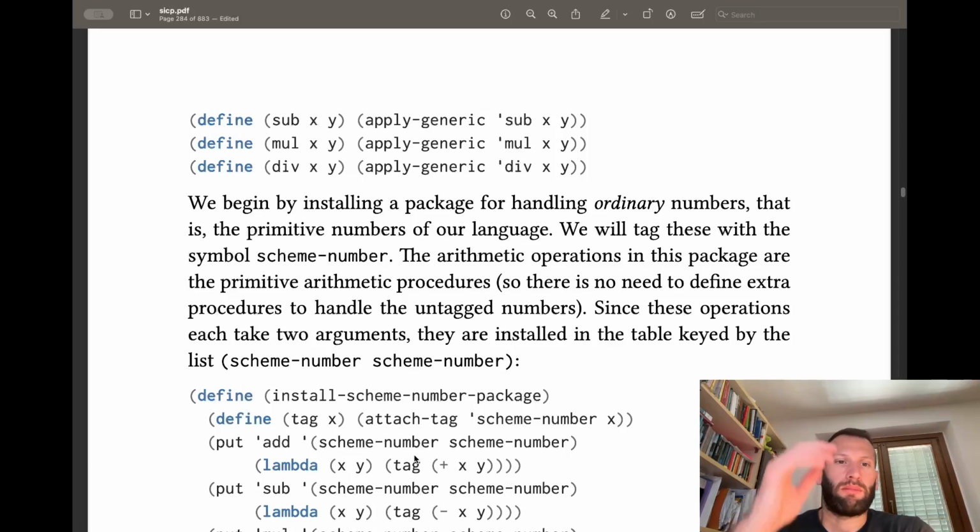We begin by installing a package for handling ordinary numbers, that is, the primitive numbers of our language. We will tag these with the symbol scheme-number. The arithmetic operations in this package are the primitive arithmetic procedures, so there is no need to define extra procedures to handle the untagged numbers. Since these operations each take two arguments, they are installed in the table keyed by the list (scheme-number scheme-number).